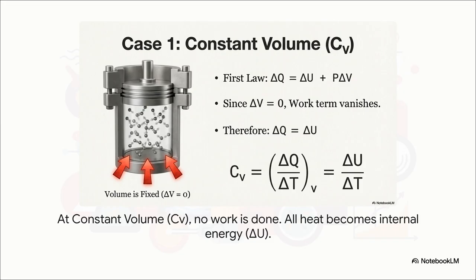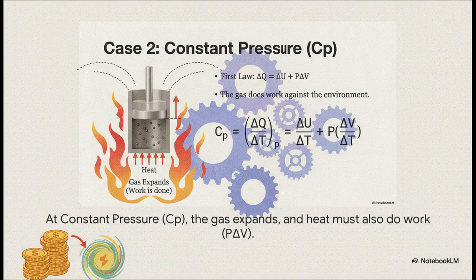Imagine our gas is stuck in a cylinder, but the piston on top is bolted down. It can't move. The volume cannot change. Now, the first law of thermodynamics tells us that the heat we add, delta Q, is equal to the change in internal energy, delta U, plus the work done. But since the volume is fixed, delta V is 0, which means the work term just disappears. Poof. So in this case, every single bit of heat we add goes straight into jacking up the internal energy. That means the molar heat capacity here, which we call CV, is just how fast that internal energy changes with temperature.